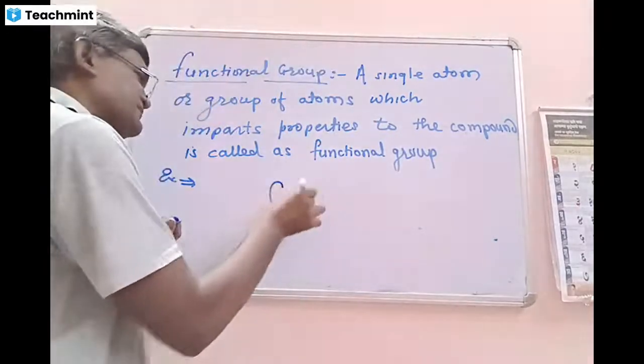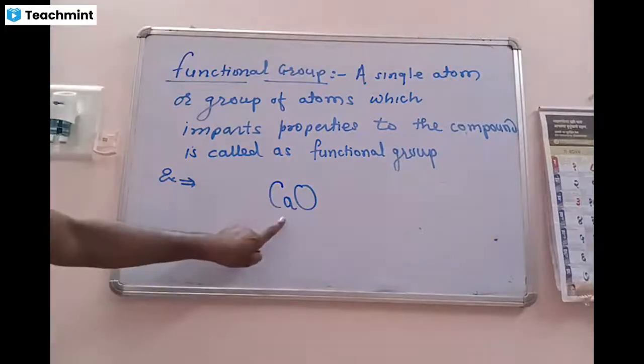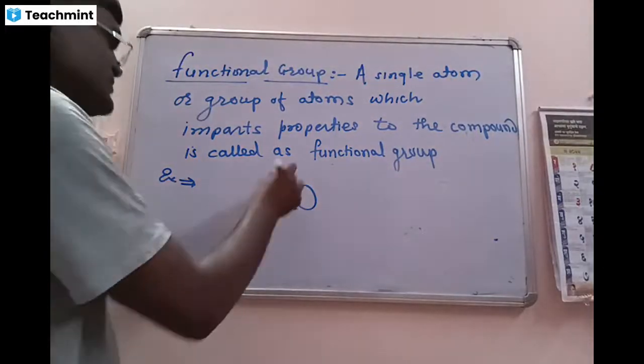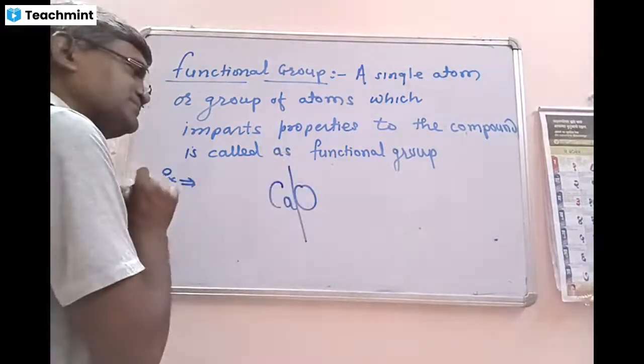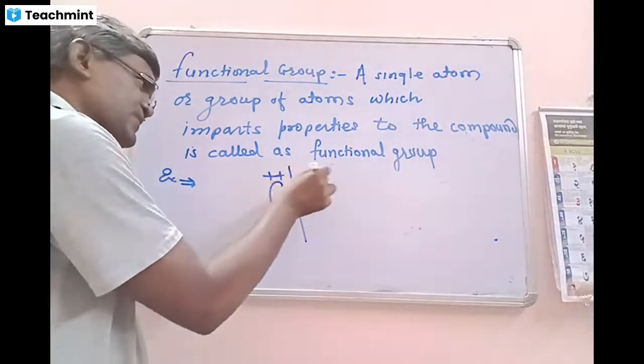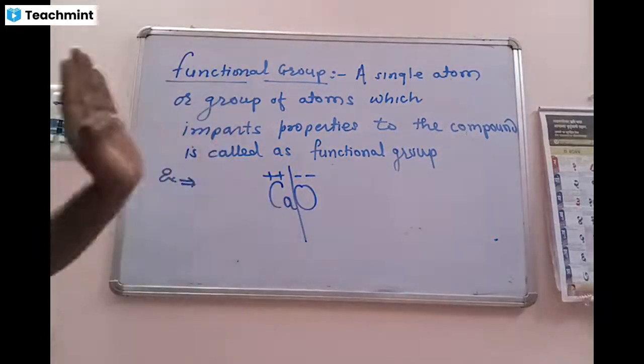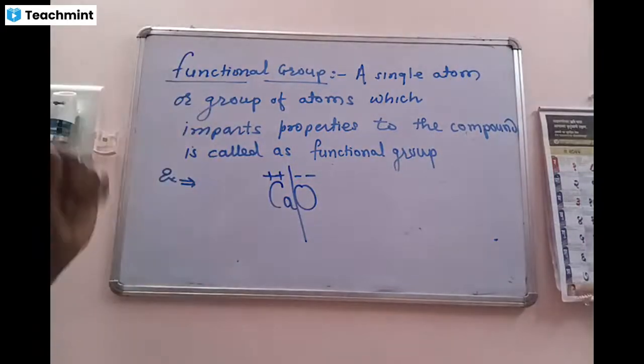Just check. Calcium oxide. Oxide, right? So what should be the charge on calcium? +2. So oxygen will have -2. We have called it calcium oxide.